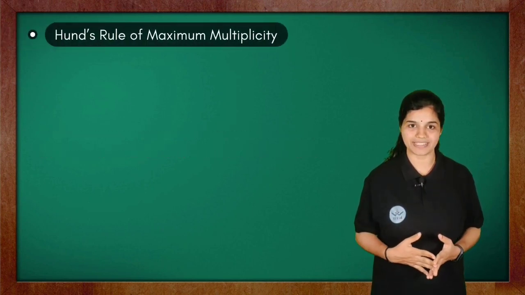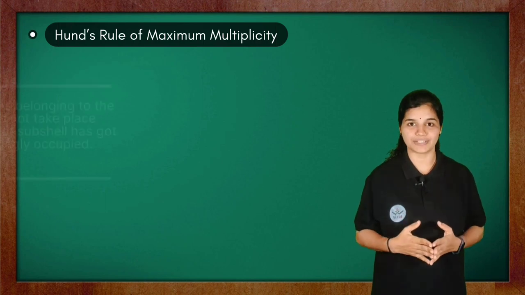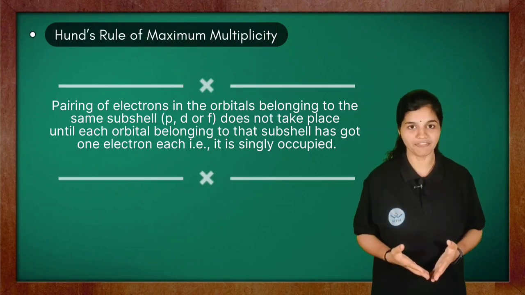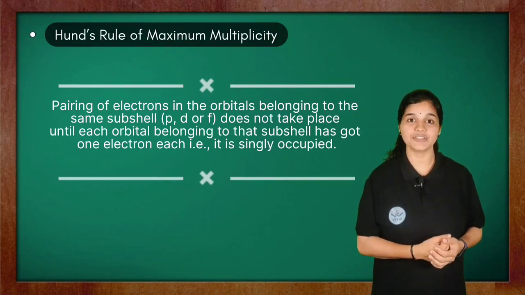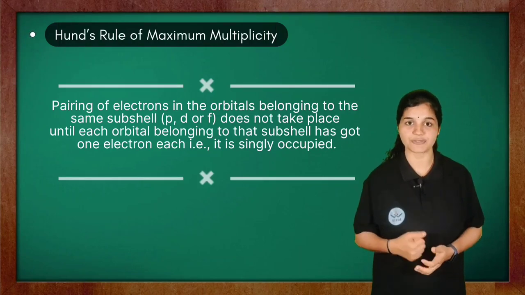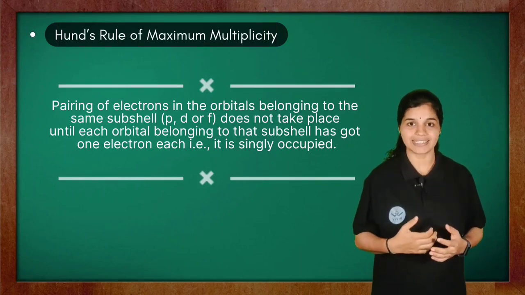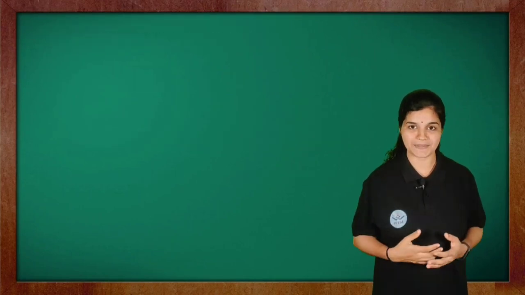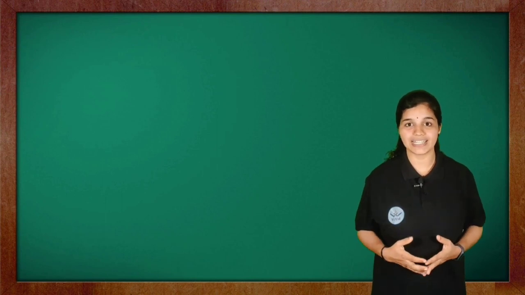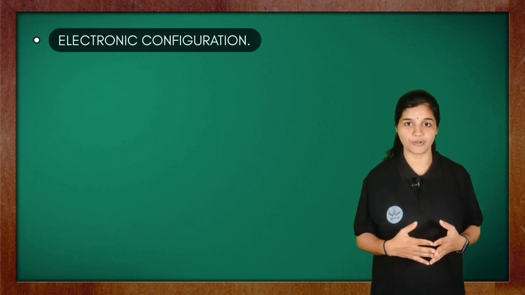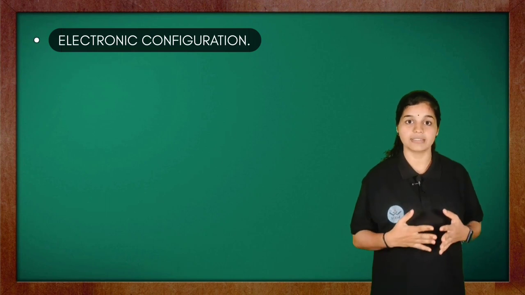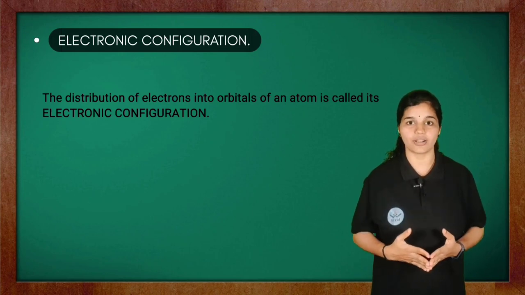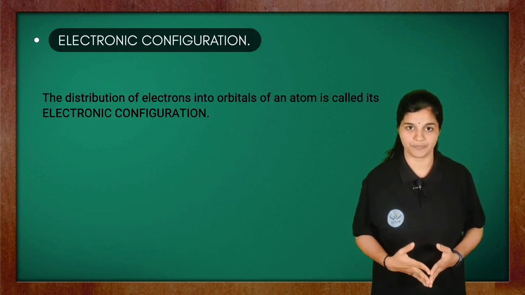Hund's rule of maximum multiplicity states that pairing of electrons in the orbitals belonging to the same subshell p, d or f does not take place until each orbital belonging to that subshell has got one electron each, that is, it is singly occupied. Using these basic principles discussed just now, we can easily write the electronic configurations of various atoms. The distribution of electrons into the orbitals of an atom is called the electronic configuration.